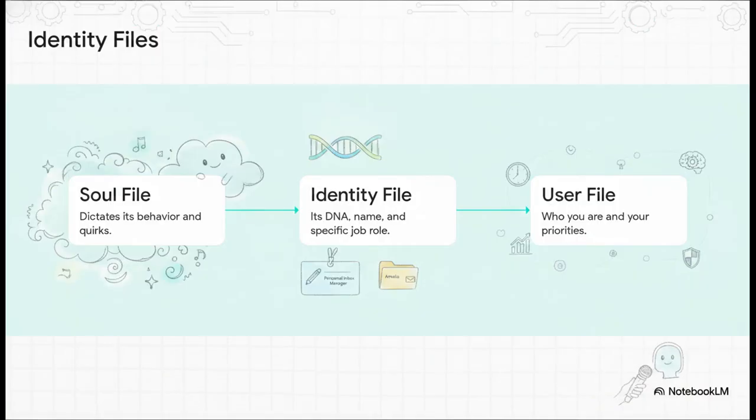Now for the G, which stands for give it an identity. Out of the box, AI basically knows a little bit about everything, which unfortunately means it isn't exceptionally good at any one thing. You give it an identity using 3 plain English files, and seriously, these can just be simple text documents on your desktop. The soul file dictates its behavior, so tell it to drop the corporate fluff, for instance. The identity file is its DNA. Give it a name and a specific role, like Amelia, personal inbox manager. And the user file tells it who you are and what your priorities are.